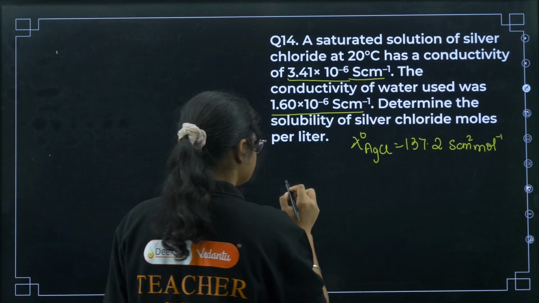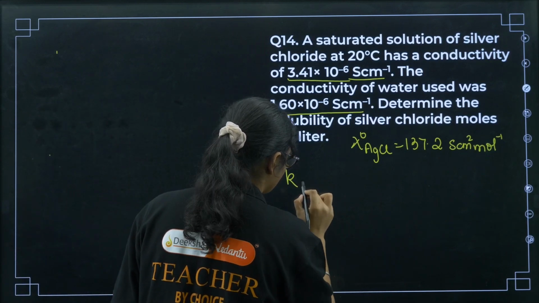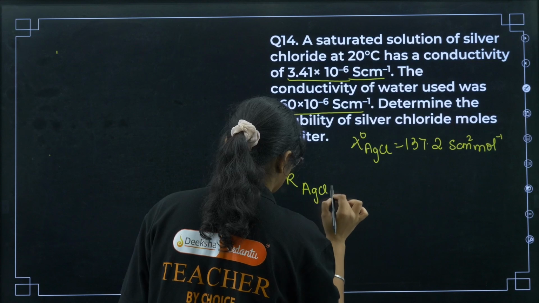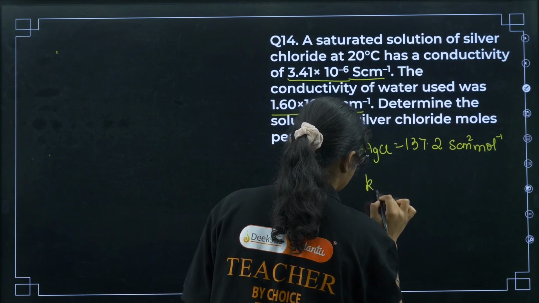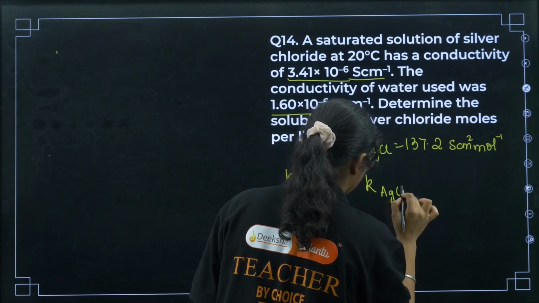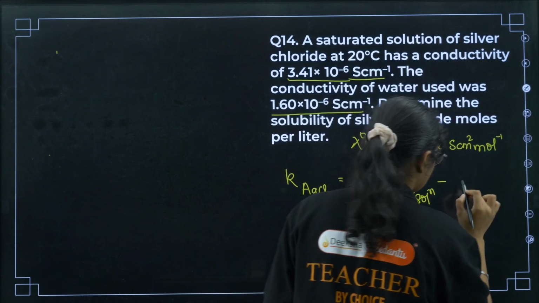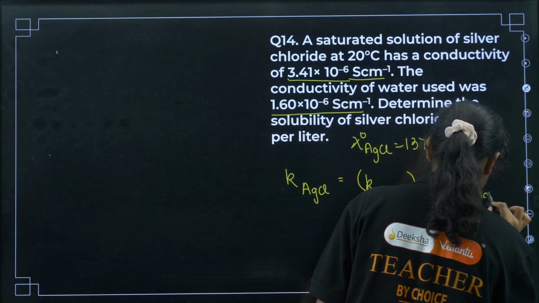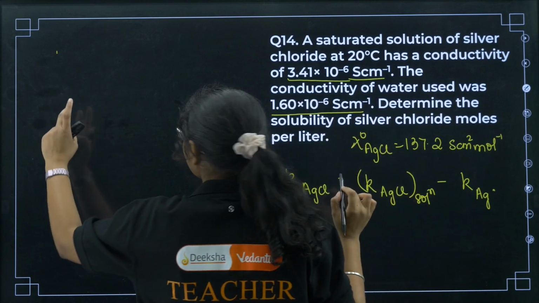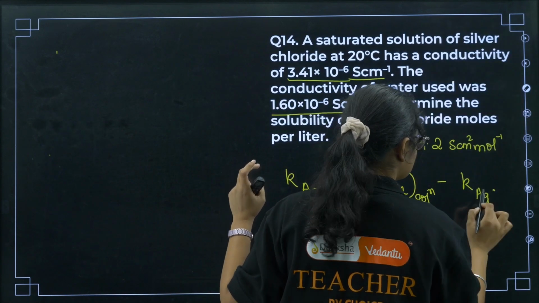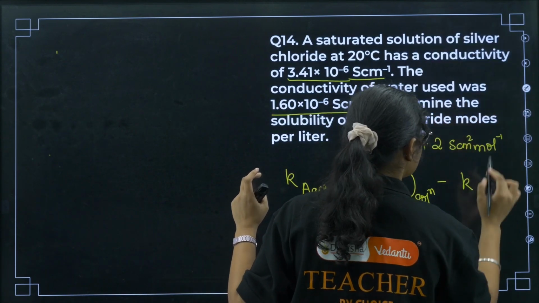Now if you see, we have the conductivity of pure AgCl, which will be equal to the conductivity of the AgCl solution minus the conductivity of water.